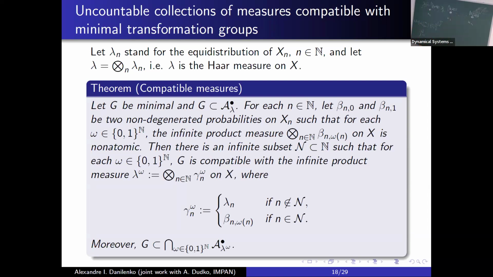So it is possible to choose these N1, N2, N3 in such a clever way that G will be compatible with every such measure. You see, this second coordinate is chosen in a random way. So for every choice of omega, we have a different measure, lambda omega. For the construction, we use an induction argument, and the previous one.